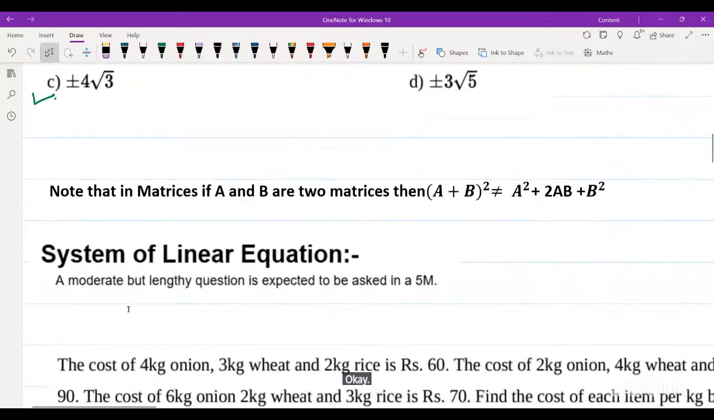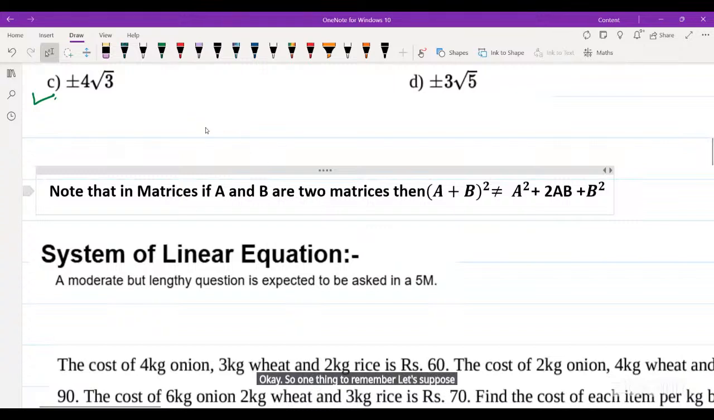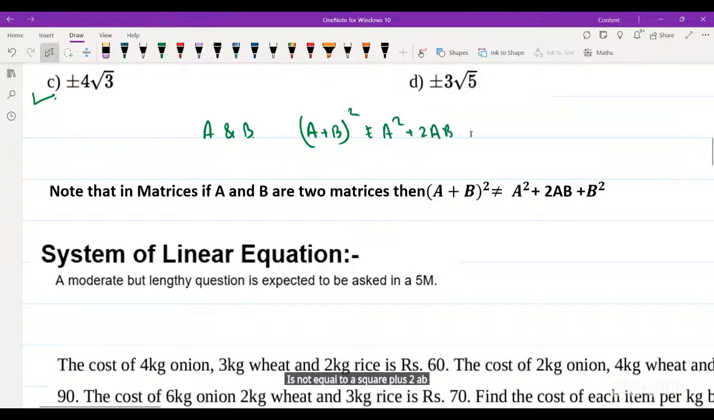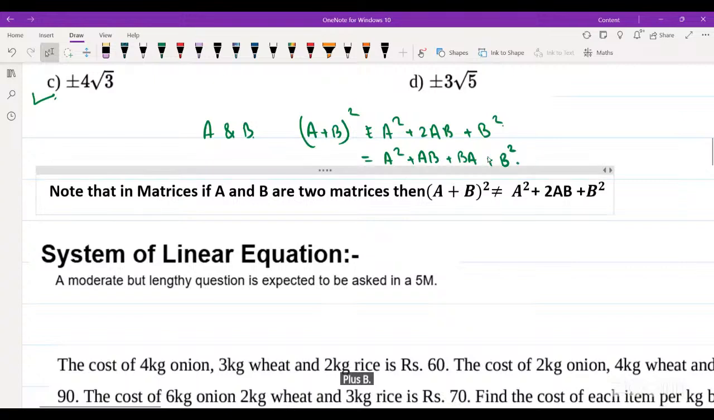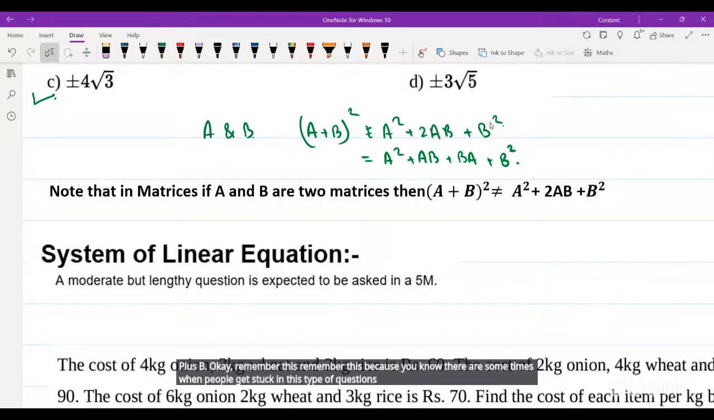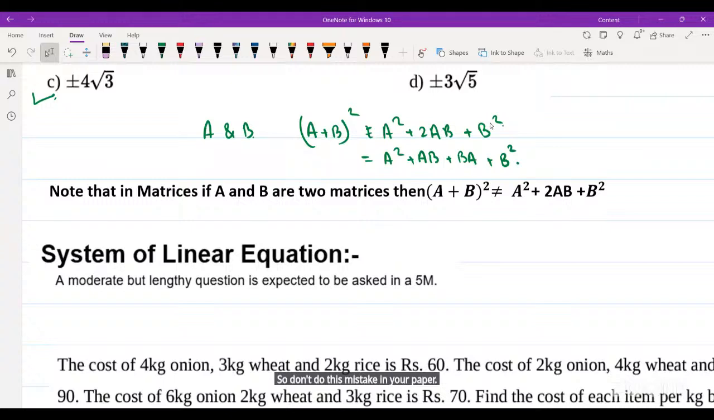So one thing to remember, let's suppose there are two matrices A and B. So (A plus B) whole square is not equal to A square plus 2AB plus B square. This is equal to A square plus AB plus BA. Okay, remember this because there are some times when people get stuck in this type of questions. Though they are very easy, but in the exam hall, people get stuck in this type of questions. So don't make this mistake in your paper. That's why I explained this.